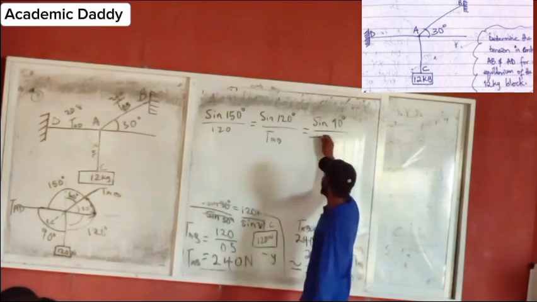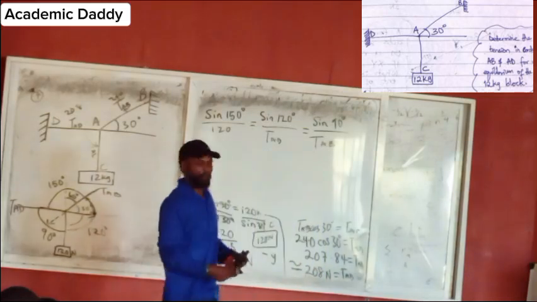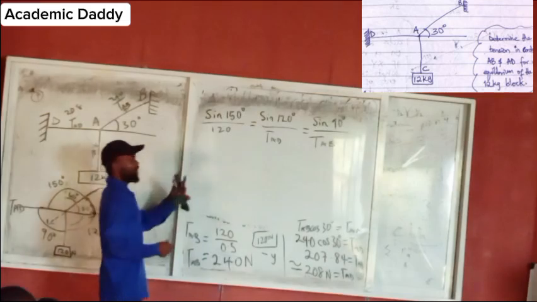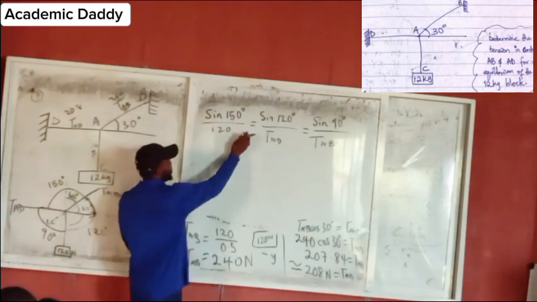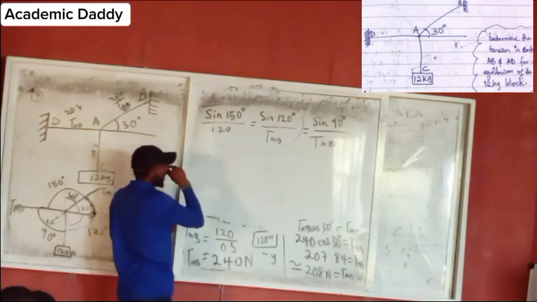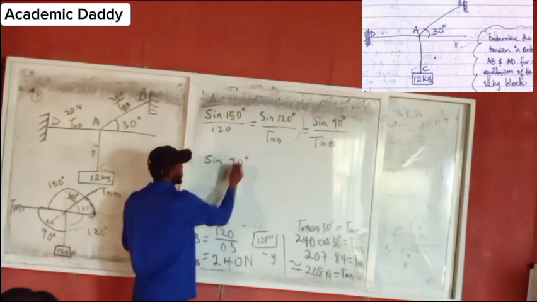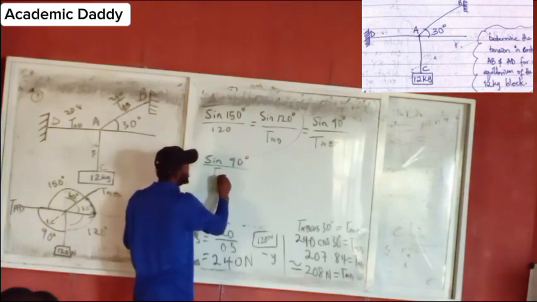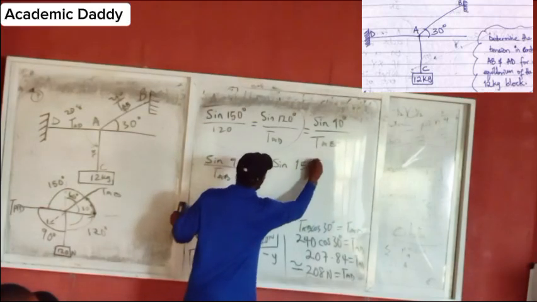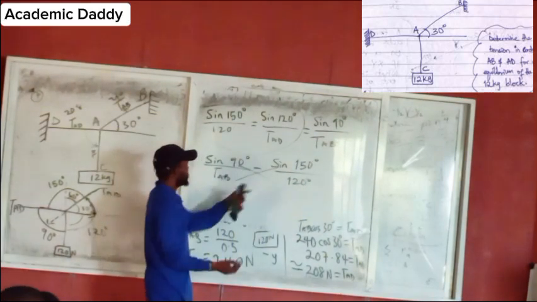all over TAB. This my formula is not scientifically proven, but it works. So let's check what we are getting. Now, what we are doing is just for this and for this. So to find TAB, let's do sine 90 degrees all over TAB, all over 120 degrees. Please cross multiply to get TAB.